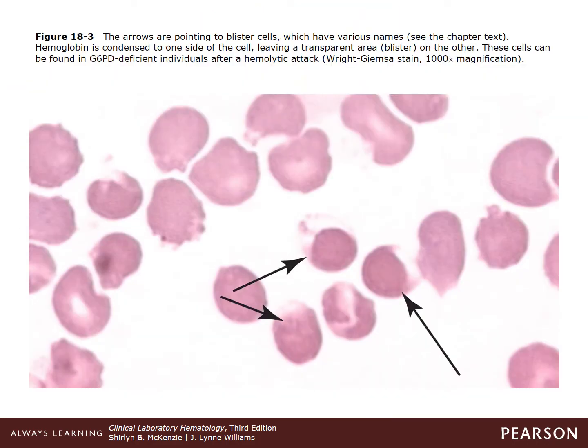So most variants of G6PD have no anemia and have normal blood findings until there is a hemolytic episode. Immediately following those hemolytic episodes in the peripheral blood, you can see polychromasia, the occasional spherocyte, small hypochromic cells, red cell fragments, bite cells, and here are some images of blister cells, in which the hemoglobin is condensed to one side of the cell, leaving the other side transparent.